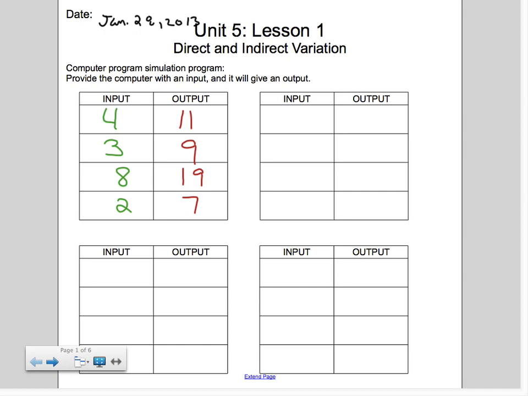Now I want you, on one of your graph papers, to take this and just plot it. So just do a scatter plot. Here, what is our independent variable? The input, right? And what's your dependent variable? The output, right? So here we have a relationship between two things, the input and the output.